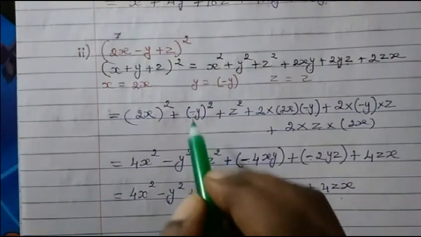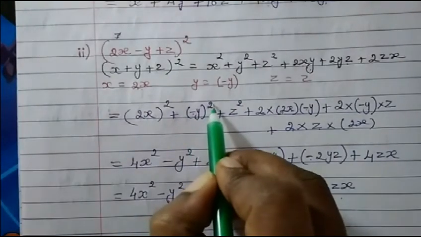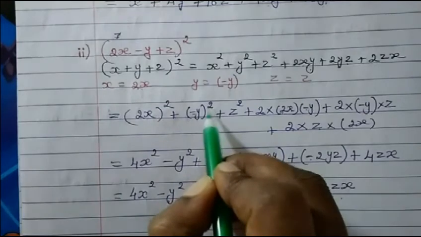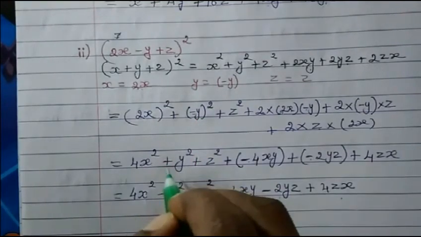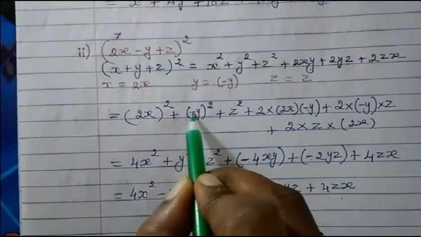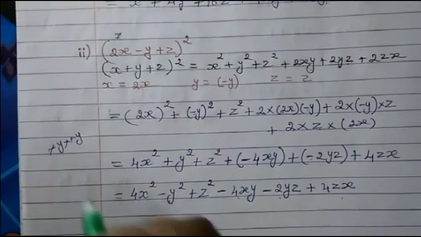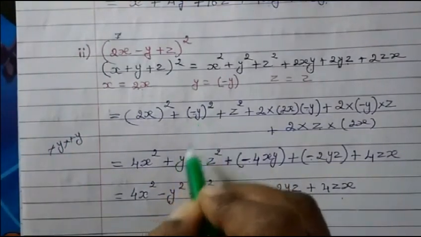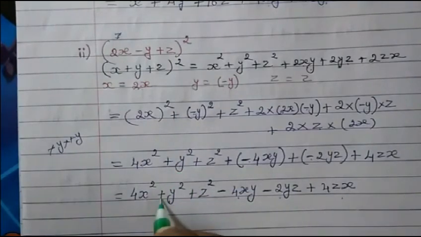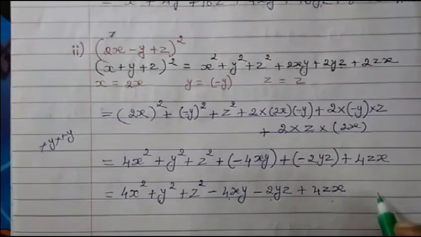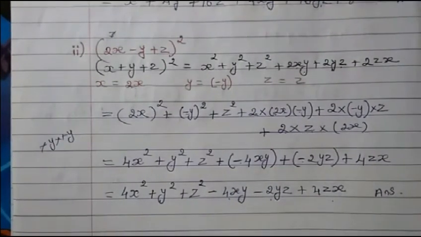One mistake is there, sorry. Here minus y square is there, so minus into minus will become plus. So this correction, please note the correction. Minus 2 times, so minus y into minus y. So minus minus will get cancelled. So this will become plus here. So this will become plus. So then more than this we cannot reduce. So that's it. So that's our answer. That's it.